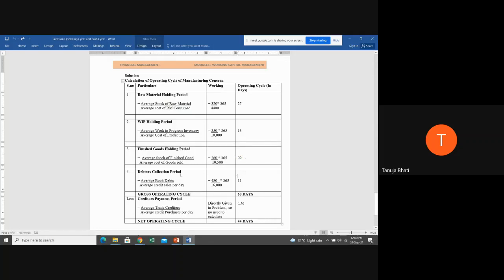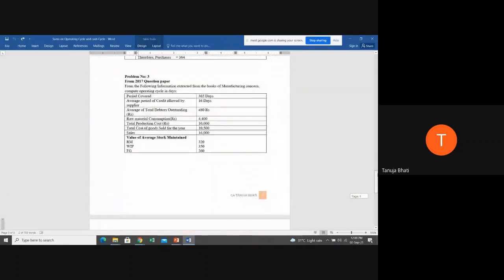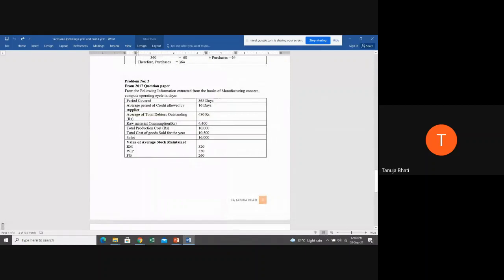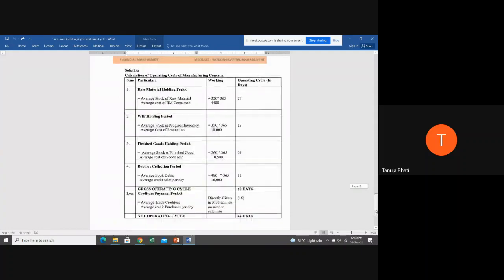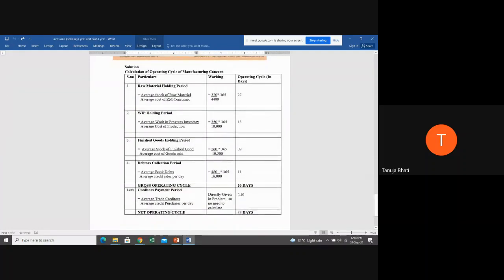Next, the debtors collection period is debtors divided by credit sales. Now, they have not mentioned whether sales is credit or cash, so the entire sales you will consider as credit sales. You get 16,000. When you add all these days, you get 60 days as your gross operating cycle. But they're not asking you gross or net, just the operating cycle, so you have to solve it completely.